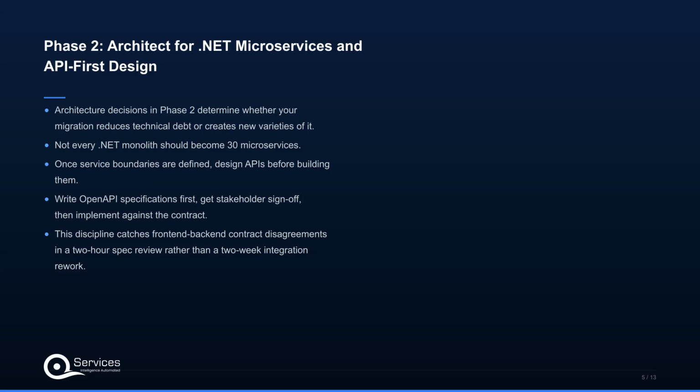Next up, Phase 2, architect for .NET microservices and API-first design. Architecture decisions in Phase 2 determine whether your migration reduces technical debt or creates new varieties of it. This is where .NET microservices consulting experience makes a measurable difference, and where working with an experienced .NET development company pays for itself in avoided rework. Not every .NET monolith should become 30 microservices.